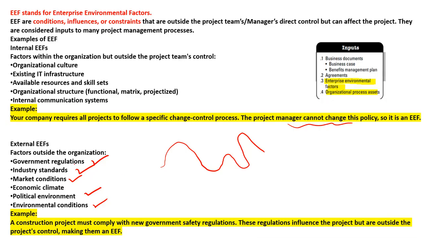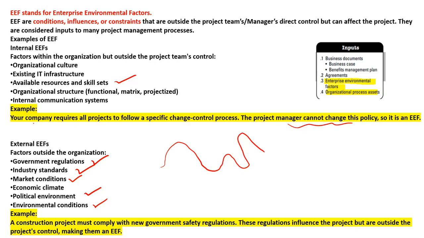So if you know government regulations, you have to select that one. Just try to memorize these. And these are the internal organizational culture. What is the culture of the organization? Existing IT infrastructure, available resources and skill sets. So these are not under the control of the manager or team.